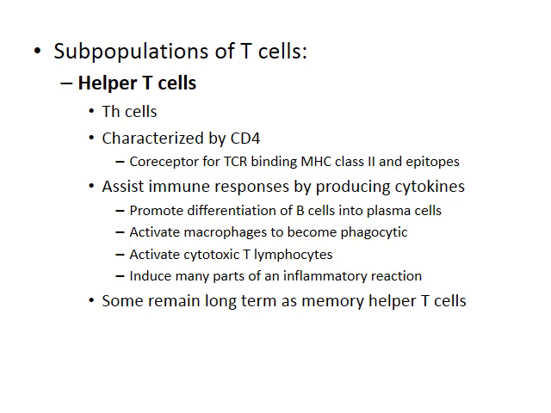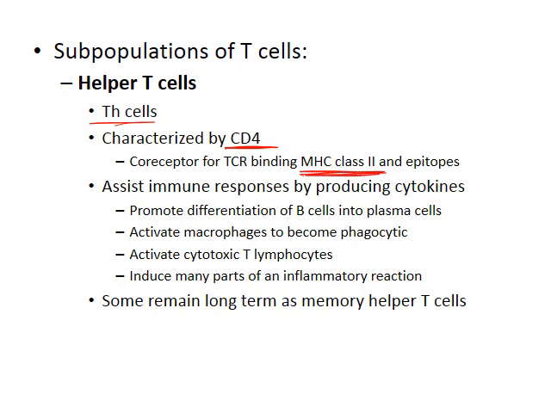Now within our T cell population, there's different types of T cells that each have their own function. The first being helper T cells. We also call these T8 cells. These are characterized by CD4, which means they're going to bind to MHC class II.